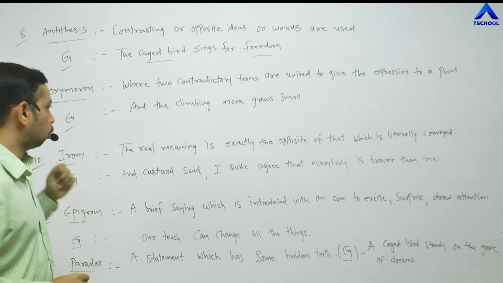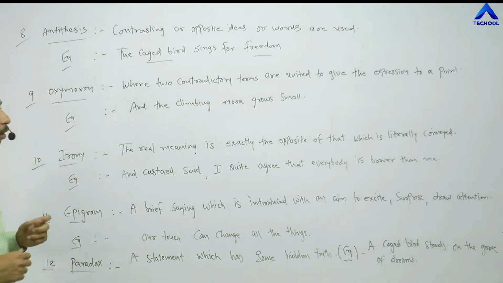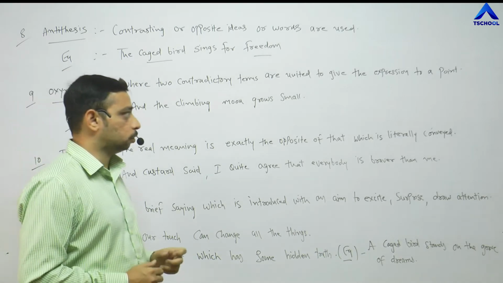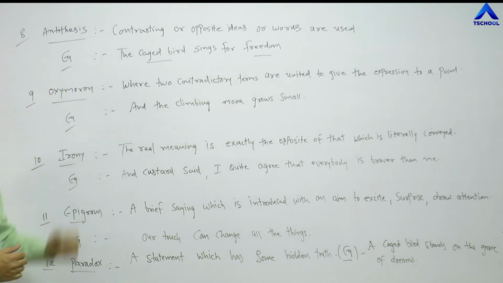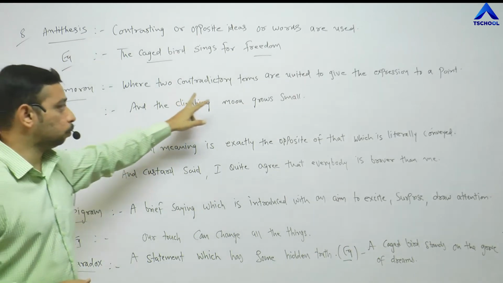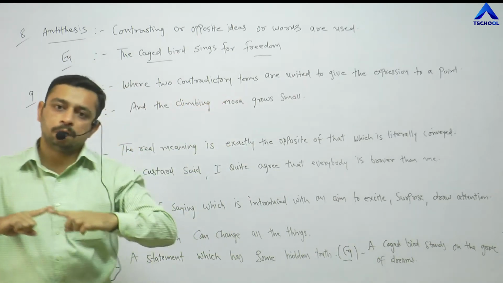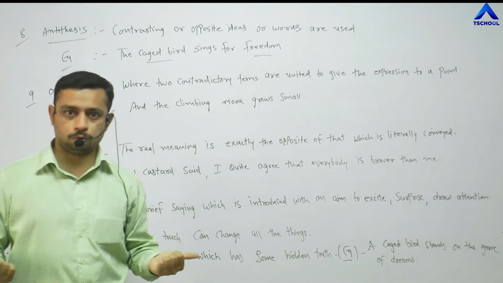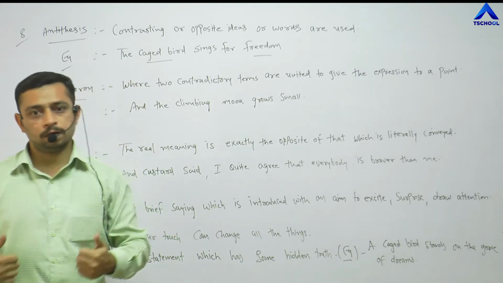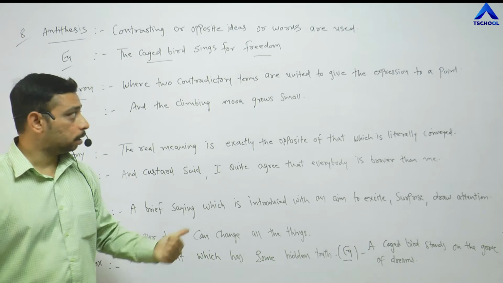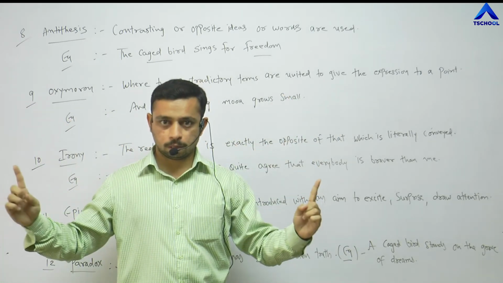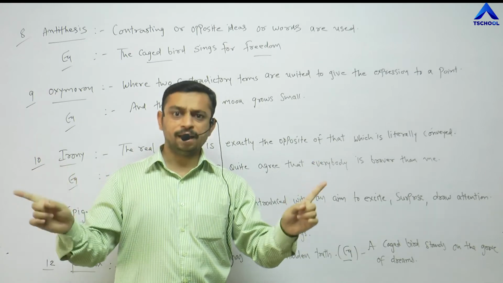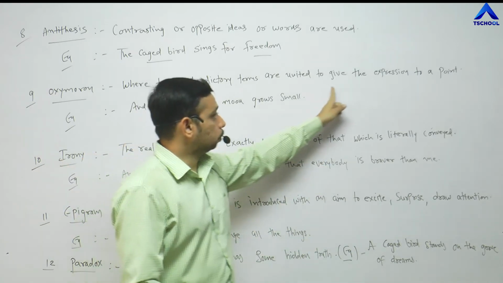Number 9, oxymoron. Where two contradictory terms are united to give expression to a point. It is slightly different from antithesis. In these, there are two contradictory terms. Contradictory means different or opposite terms. You can term it a different way, or you can say it is an opposite way. But they are being united.